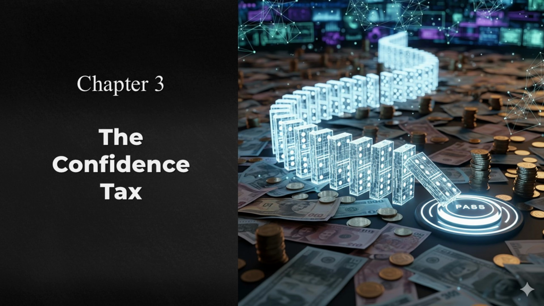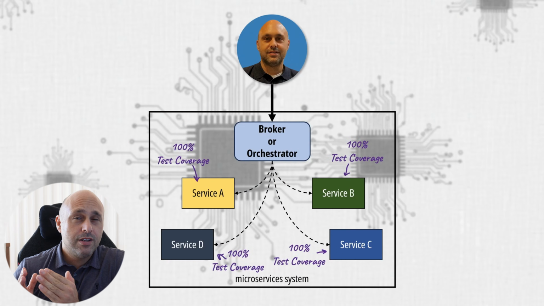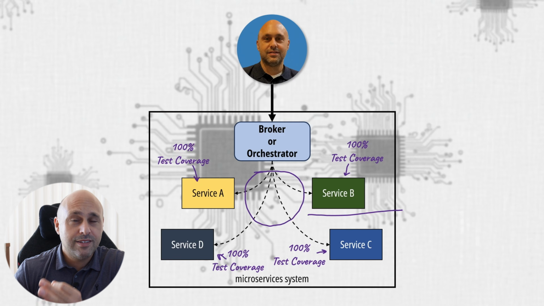Chapter 3. The Confidence Tax. Now, we can see our workflow. We can retry its steps, but can we trust it? This leads us to the final and sometimes most expensive tax, which is the confidence tax. You can have 100% coverage in each of your services, but that gives you 0% confidence that the Saga is working as expected, because a Saga's core functionality relies on the integration of the various domains or services.